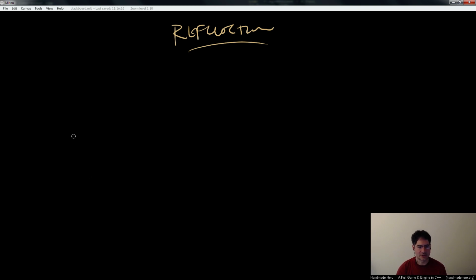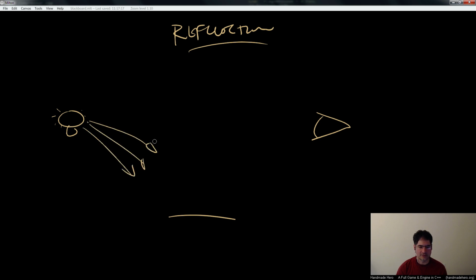Okay, so how does reflection work? Well, reflection works like this: I've got a light source, right? And I've got an eye. And what happens is photons get shot out from the light source. Here's my object. Normally this eye wouldn't see them because they're going to go this way, right? And it's not going to see those photons.